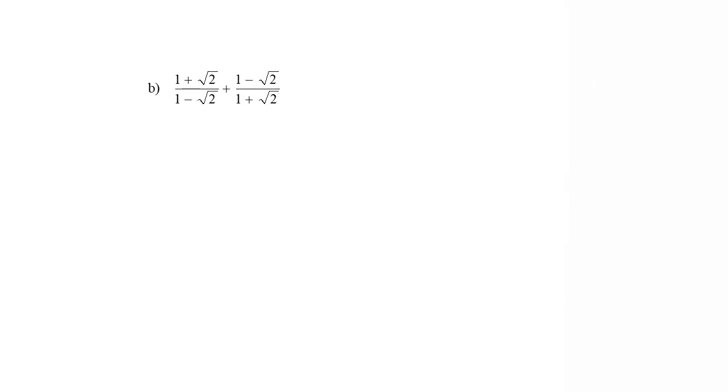For question B, the question asks you to find and simplify 1 plus root 2 over 1 minus root 2 plus 1 minus root 2 over 1 plus root 2. If you're thinking smartly, we don't have to multiply every fraction with its conjugate. What we do is find the common denominator first. How to find the common denominator? We just apply the cross multiply, and then we have the common denominator at the bottom.